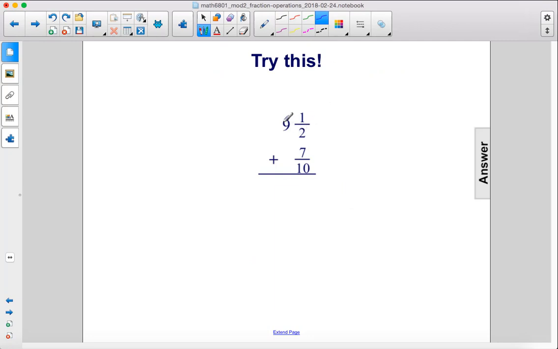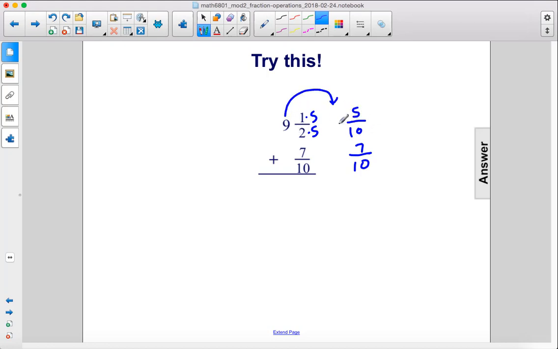Try this: 9.5 plus 7/10. Alright, so the first step is to add the fractions together, and to do that we need a common denominator. We can see that 10 is a multiple of 2, so let's use 10 as our common denominator. Now this fraction doesn't have to change at all, however this one does. To get 10, we multiply 2 by 5. So let's multiply the numerator by 5, and that turns into 5/10.